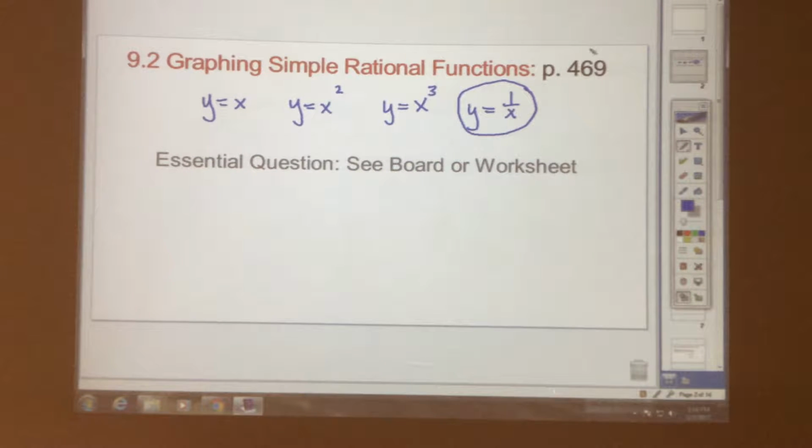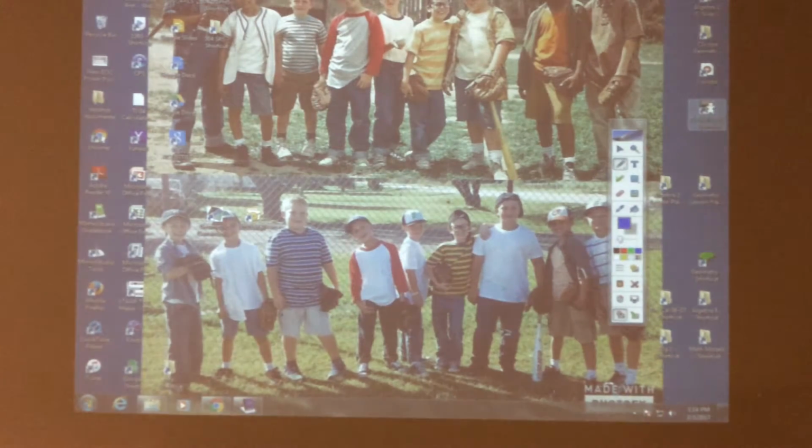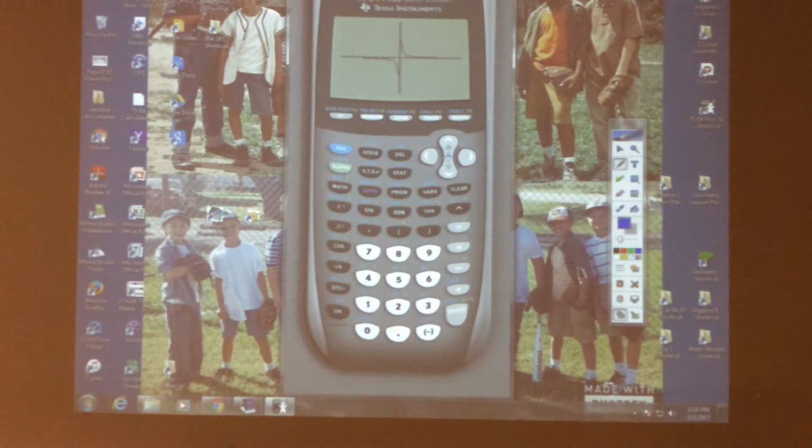So what I want you to do is go to your calculator and type in y equals 1 over x, 1 divided by x, and y equals. And then hit graph.